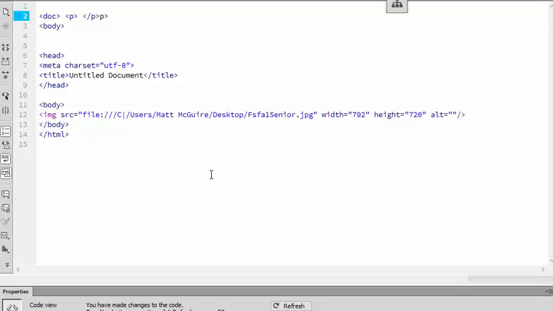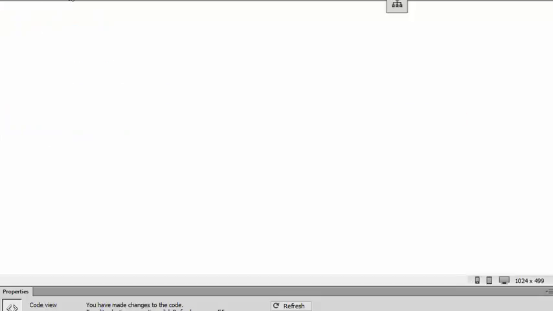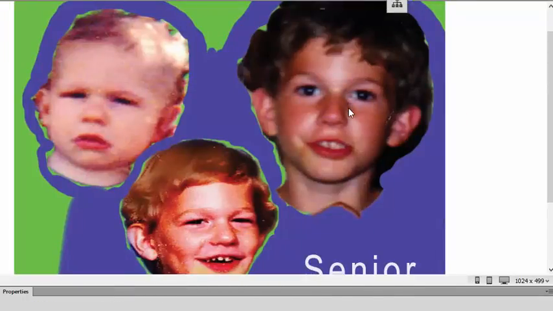But you see here this senior collage, with these different pictures of me when I was young. Whenever I first opened up Dreamweaver, I was thinking, what the, because it was not really like Photoshop.